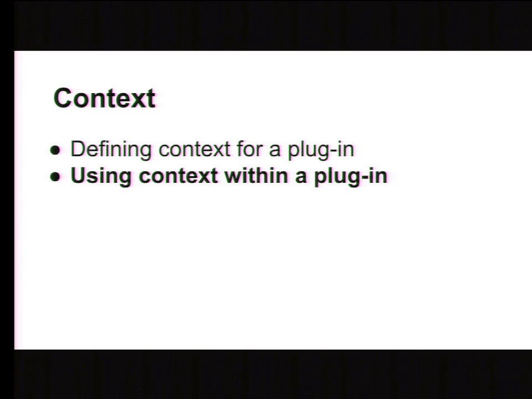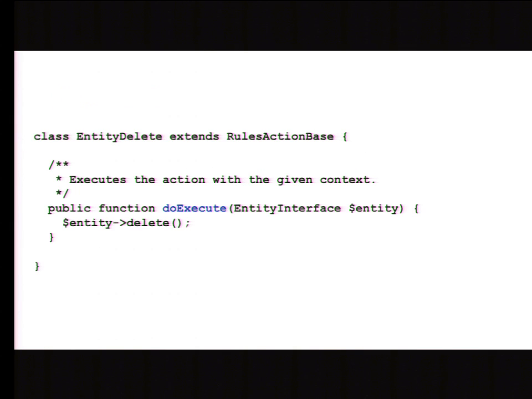How you use the context in the plugin is actually a little bit special in that situation. For actions, we made it a little bit easier in that you just have to implement a method called doExecute, and it will automatically get all the defined context passed. As you know it from Rules in Drupal 7, just in the same order as you defined the contextual parameters, you'll get them passed. So in that example, we had an entity context. The same way, we just put the entity as a parameter to the doExecute method, it will get passed to the method, and that's it.